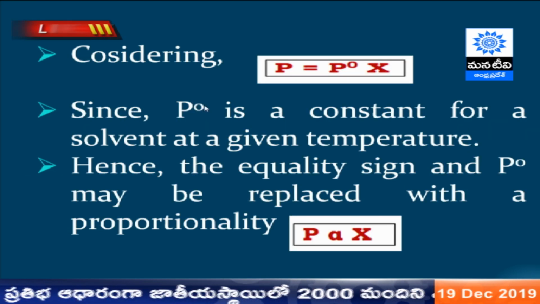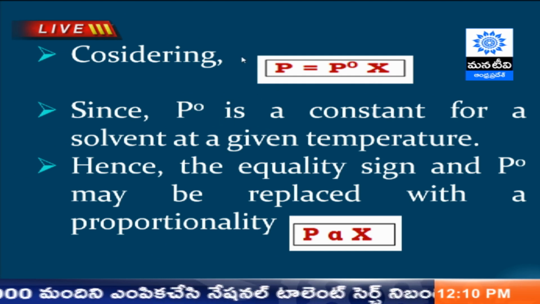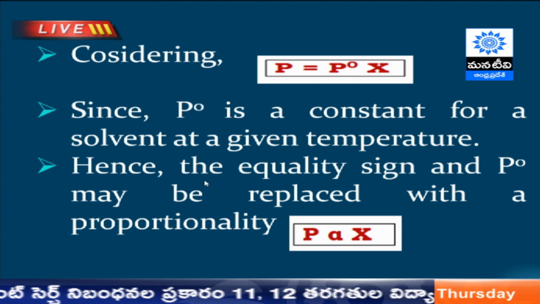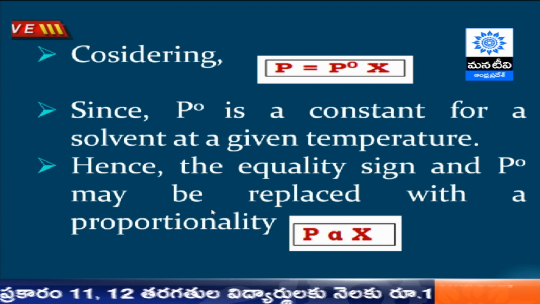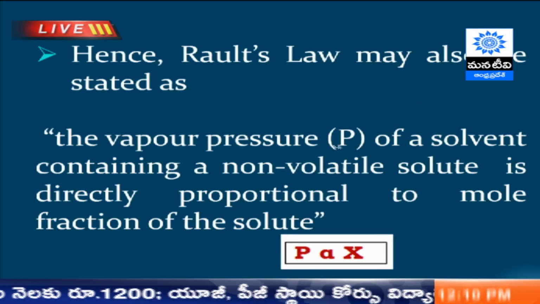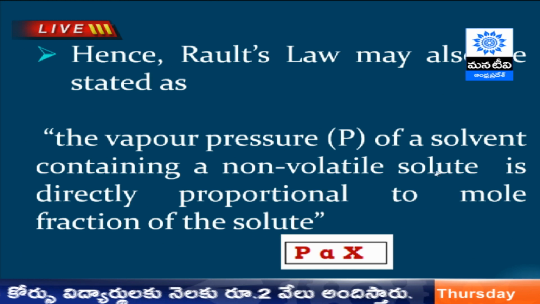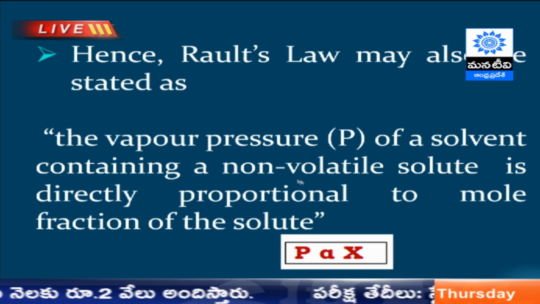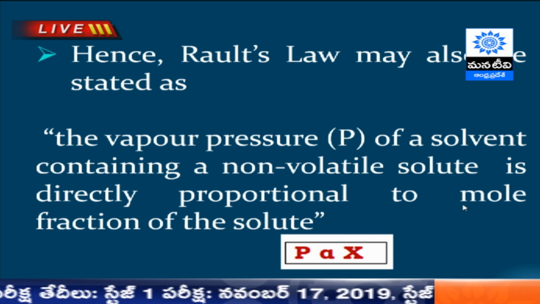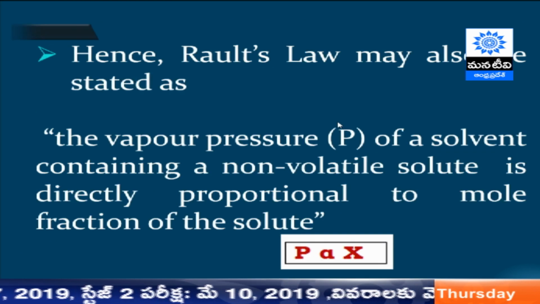Now, considering P = P0 x, since P0 is a constant at a given temperature for a given solvent, the equality sign and P0 may be replaced with a proportionality. Hence, Raoult's law may also be stated as: the vapor pressure of a solvent containing a non-volatile solute is directly proportional to the mole fraction of the solvent. This is the other form of the law.